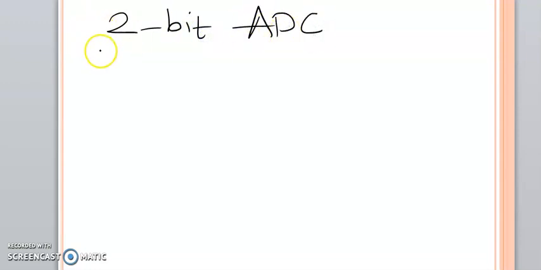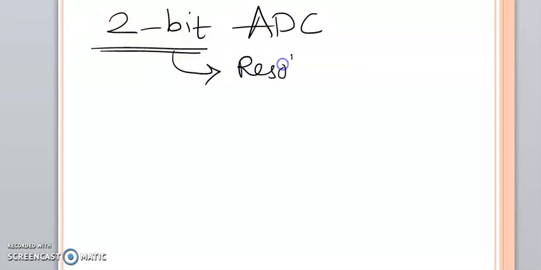So to understand the operation of ADC, we will take a simple example, that is we will take a 2-bit ADC. So what does this 2-bit indicate? This 2-bit indicates the resolution of an ADC.